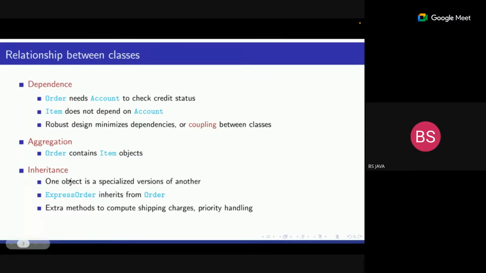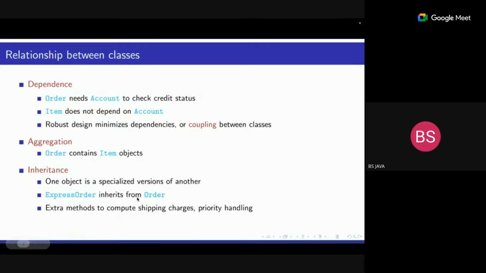Now to inheritance. What is inheritance? One object is a specialized version of another. We have seen this, right? We have seen Manager class is a specialized version of Employee class. Same here. We'll learn about inheritance in detail.